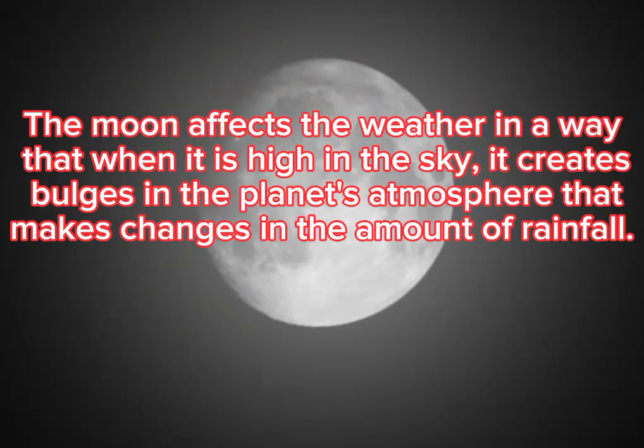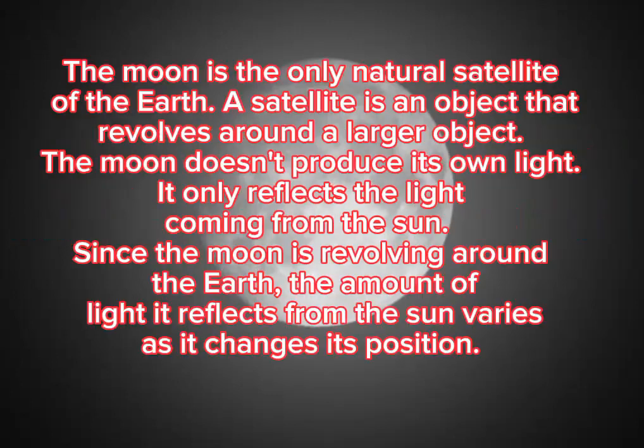The moon affects the weather in a way that when it is high in the sky, it creates bulges in the planet's atmosphere that make changes in the amount of rainfall. The moon is the only natural satellite of the Earth. A satellite is an object that revolves around a larger object. The moon doesn't produce its own light. It only reflects the light coming from the sun.